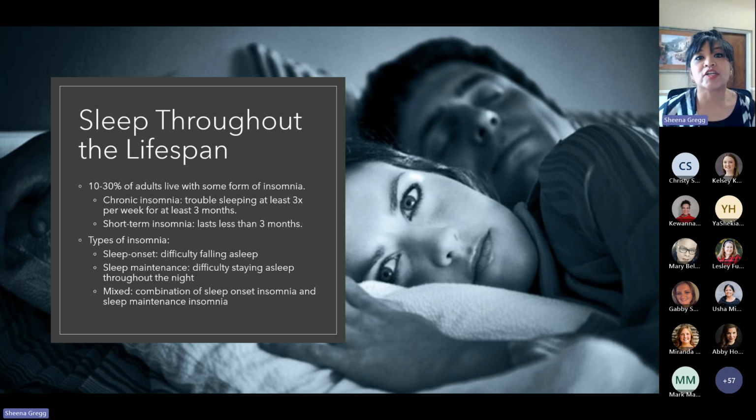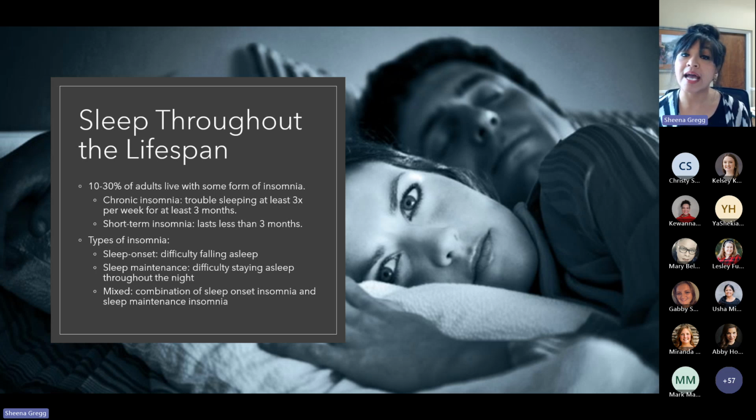In terms of sleep and insomnia, I think it's important for us to define what exactly insomnia is. What is the prevalence? Anywhere between 10 to 30% of adults live with some form of insomnia. There's chronic insomnia, which is the individual who's reporting having trouble sleeping at least 3 times per week for the last 3 months. Short-term insomnia is going to last less than 3 months.